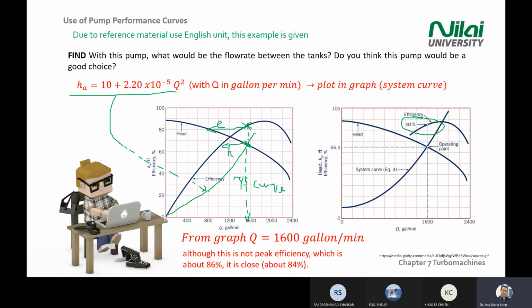Don't get confused. Don't overshoot and then say this one is your reference point. No. We are looking at this point and not this point. All right.